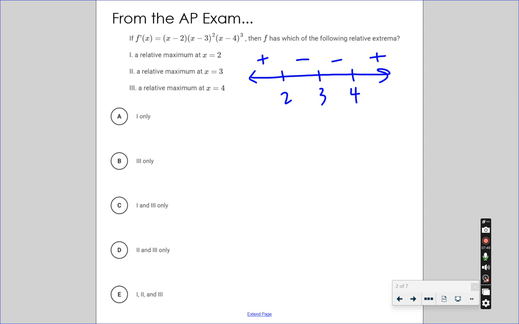All right, so do we have a relative max at x equals 2? Yes. Do we have a relative max at x equals 3? No. Do we have a relative max at x equals 4? No, we have a minimum there, so it's A.